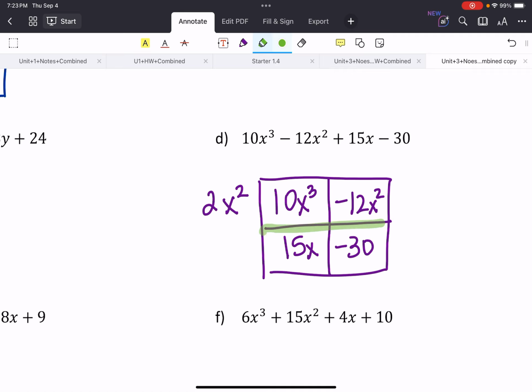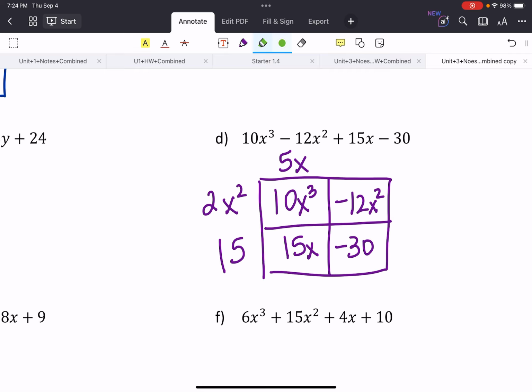Then I'm going to look at this next row, the 15x and 30. They share a 15. Okay, now I'm going to look at this first left column, the 10 and the 15. I can take out a 5 as the greatest common factor. The x cubed and the x, I can take out an x.